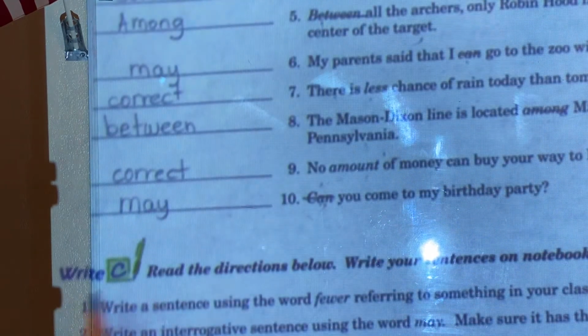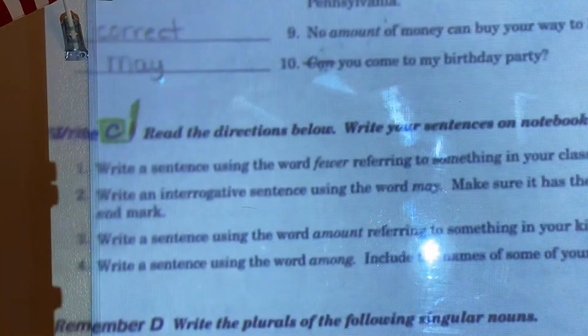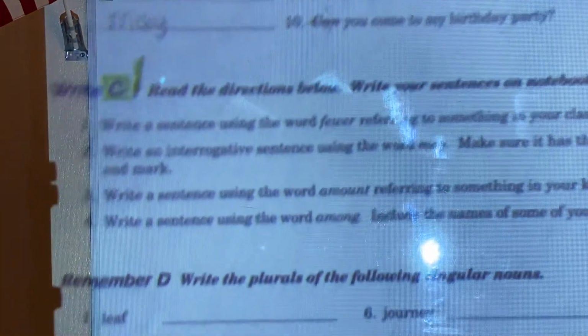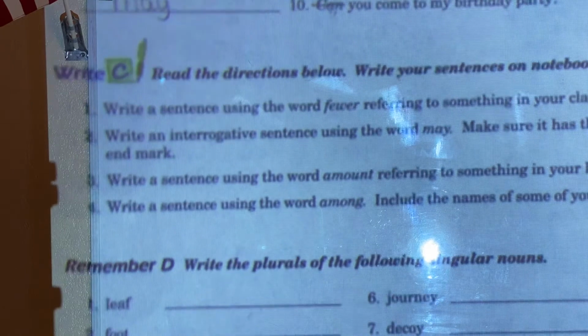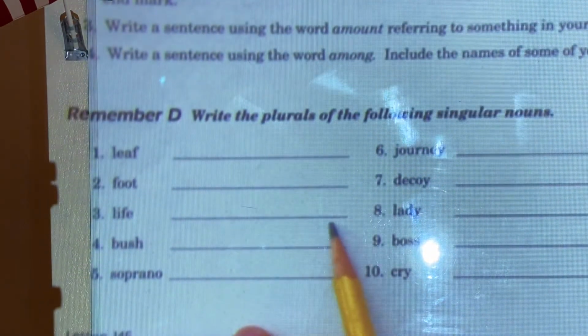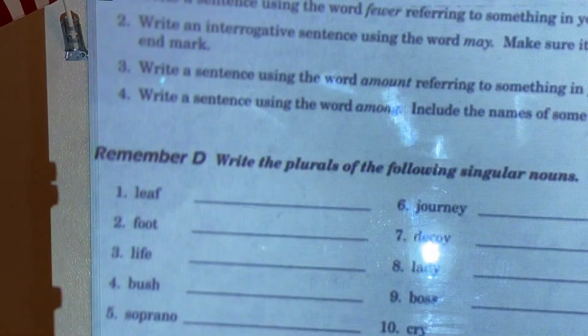Let's continue here. On Write C, read the direction below, write your sentences on notebook paper. So this is for you to do on your own. Write C, you're gonna do it on your own. And remember D, you are going to write the plurals of the following singular nouns. So this part you will do by yourself as well, okay?